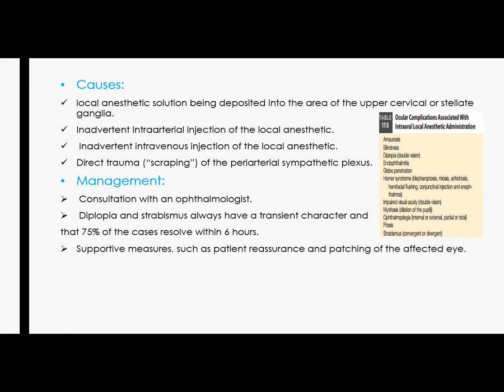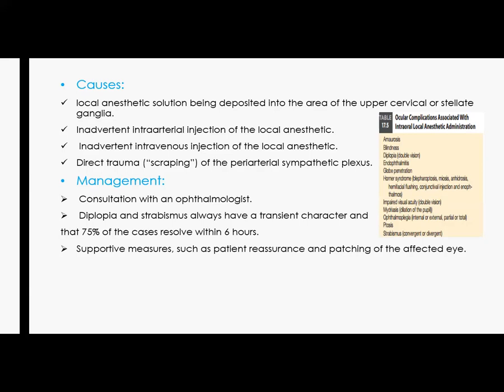And also intravenous injection, when you inject it into the blood vessel. And very rarely you will also have a direct trauma to the periarterial sympathetic plexus. You know, the sympathetic supply to the eyeball usually happens around the arteries, so you could actually injure that one. The main reason is the stellate ganglion. When you inject close to the stellate ganglion, that is when you can have the ocular complications.